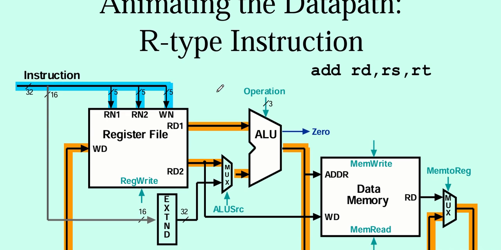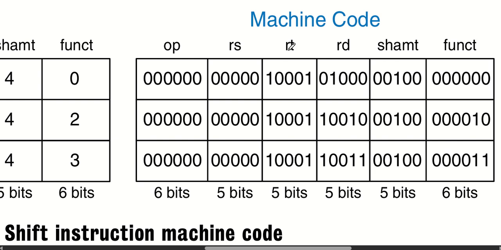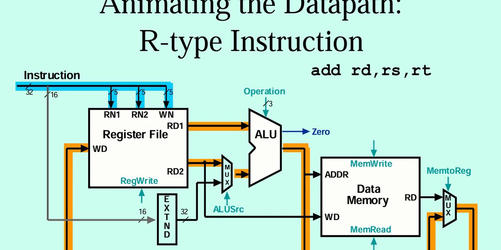Now you realize that for R type instructions, we needed 3 registers. Remember, we needed RS, RT, and RD, forgetting about the shamt field and everything. We needed 3 registers, and those 3 registers are the 5-bit fields you see here. They'll be applied to the read inputs of the register file, and two of them are source operands, so the outputs will be read and put onto these lines, which will be supplied to the ALU.